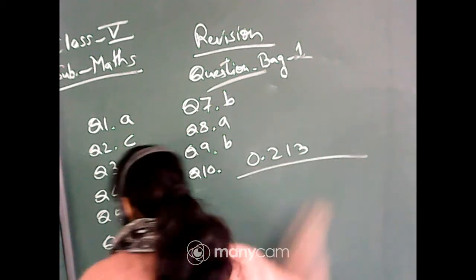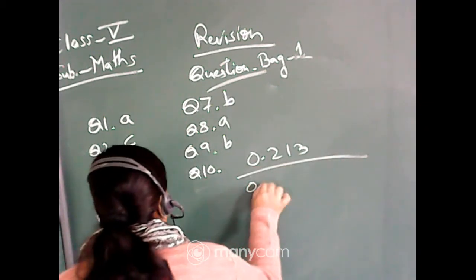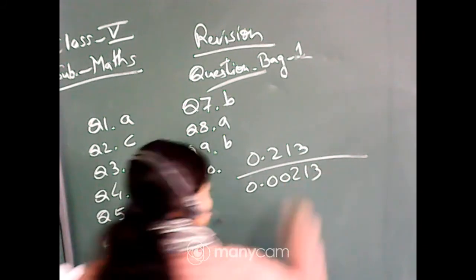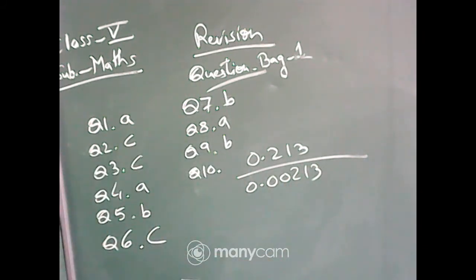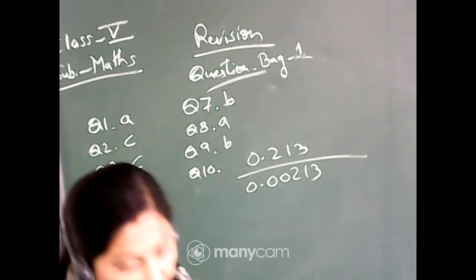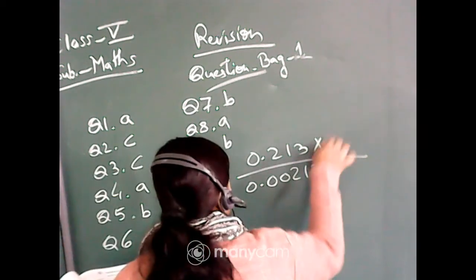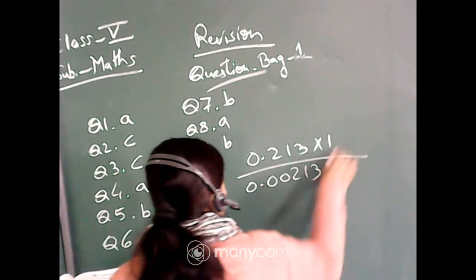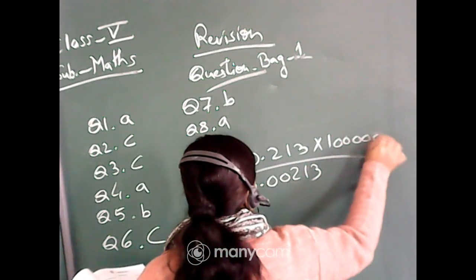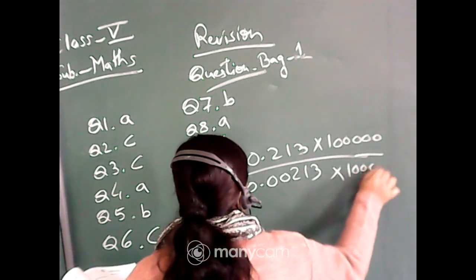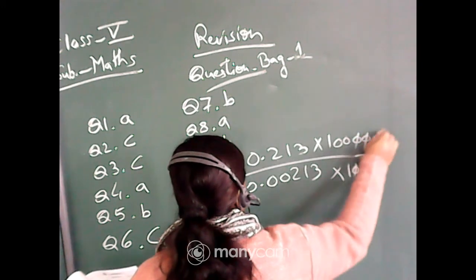0.213 divided by 0.00213, isn't it? Now you have to divide it. 0.213 divided by 0.00213. So it is to be multiplied by 1, 2, 3, 4, 5, and this to be multiplied by 1, 2, 3. So these 3 zeros cancelled, isn't it?